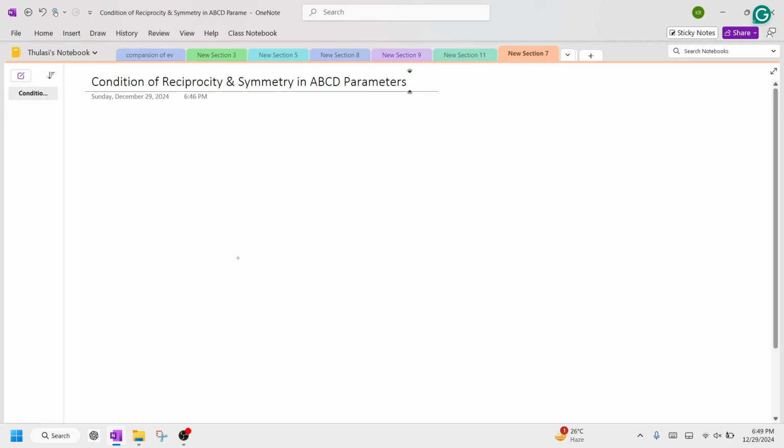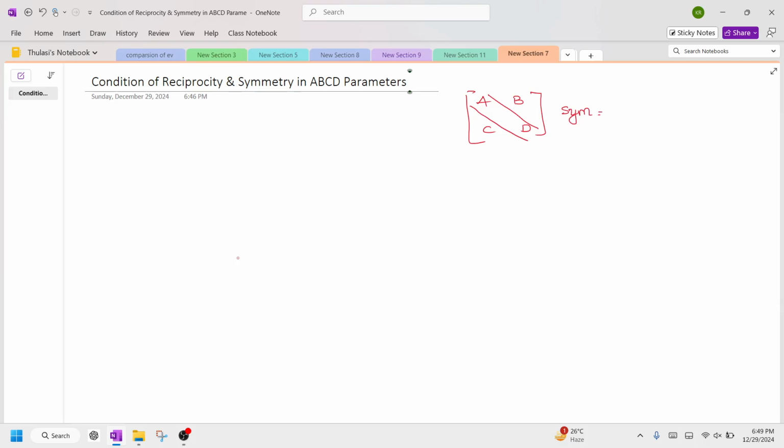Before finding it, let's see the equations for ABCD parameters. Generally, we write the ABCD parameters in matrix form, which is nothing but A, B, C, D. The condition for symmetry is the diagonal. What are the diagonal values? So we need to prove this derivation.